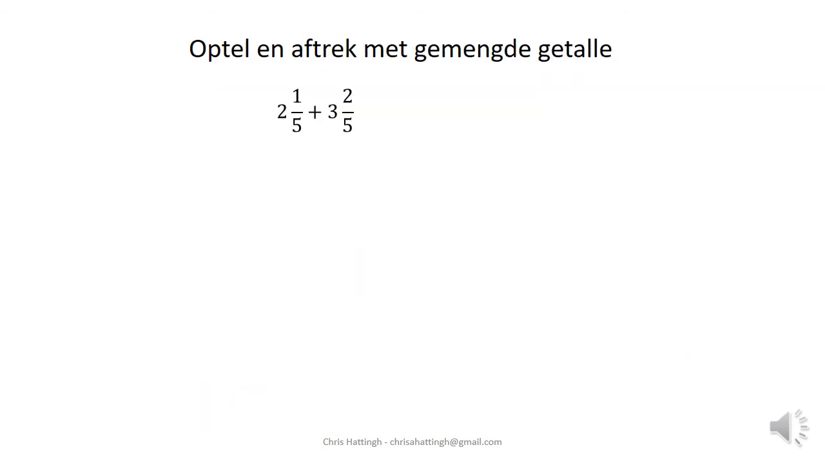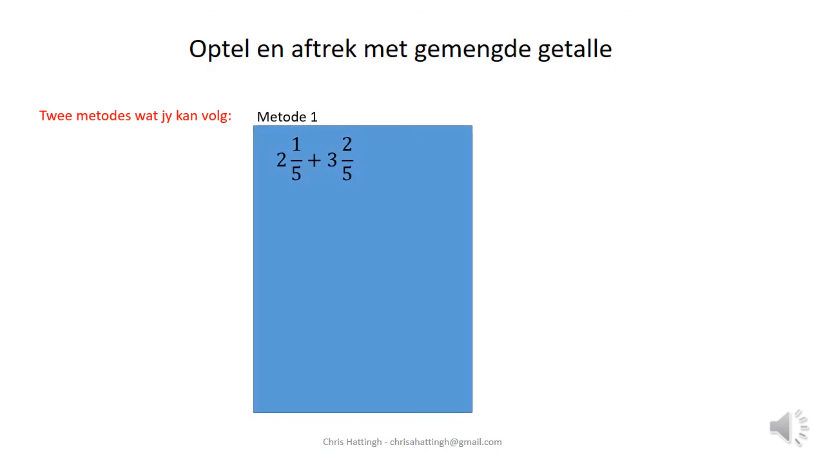Mixed numbers. There's 2 methods. The one method, you're going to add the whole numbers separately from the fractions. So you're going to break it up as 2 plus 3, which gives you 5. And then you're going to add 1 over 5 plus 2 over 5 gives you 3 over 5. And then you're just going to put it together again by adding the whole number with the fraction.